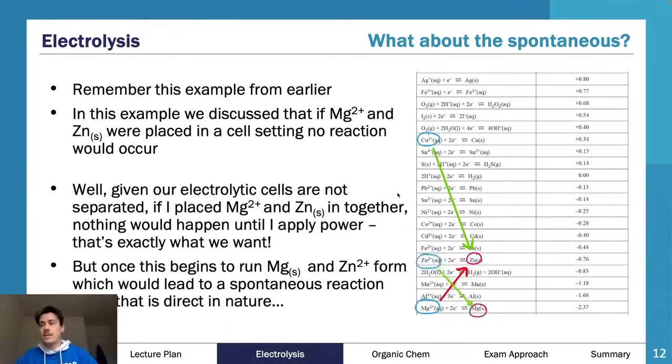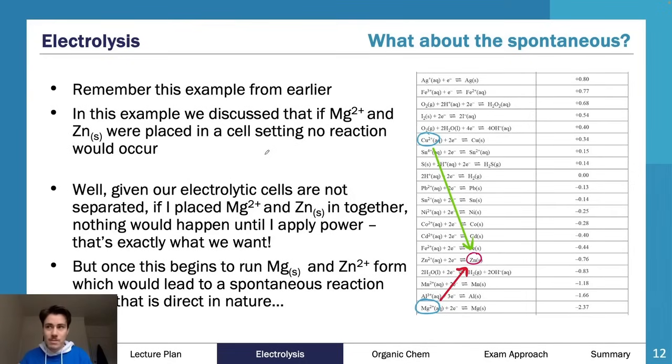Pushing through that, in this example we discussed that if magnesium 2+ and zinc solid were placed in the cell setting, no reaction would occur. We're comfortable with this concept, and that's a really important concept to be comfortable with. Now, what if in this scenario our electrolytic cell is not separate? If we place magnesium 2+ and zinc in together, nothing will occur. Because they won't occur spontaneously, we can put them in the same container.